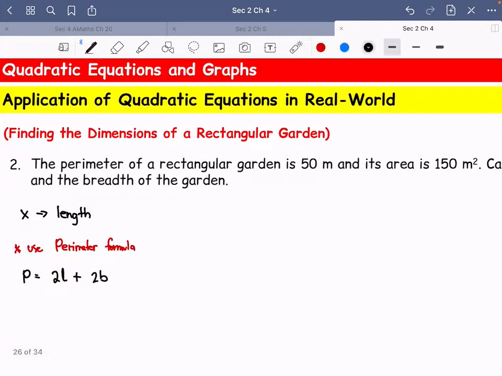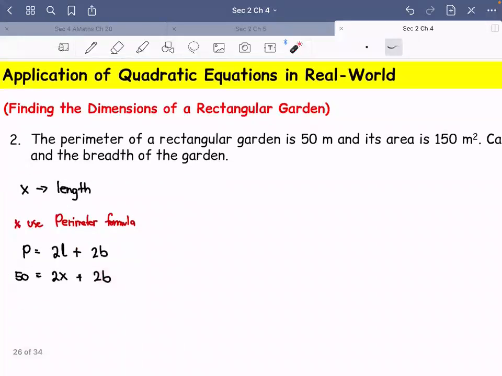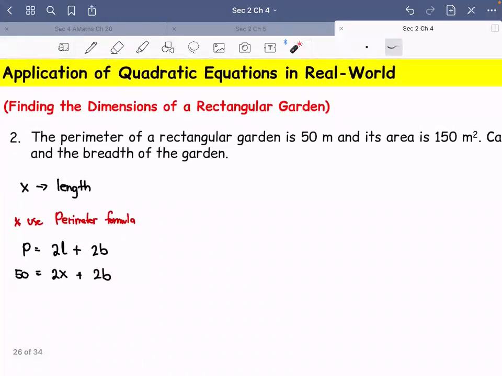Now, it says here in the question that the perimeter is 50. So P becomes 50 equals, what is L? L is x, so we can just write this as 2x, and then plus 2B. Now we're looking for B. How do we get B here? Listen carefully. I'll transpose 2x to the left side. So it becomes 50 minus 2x is equal to 2b.